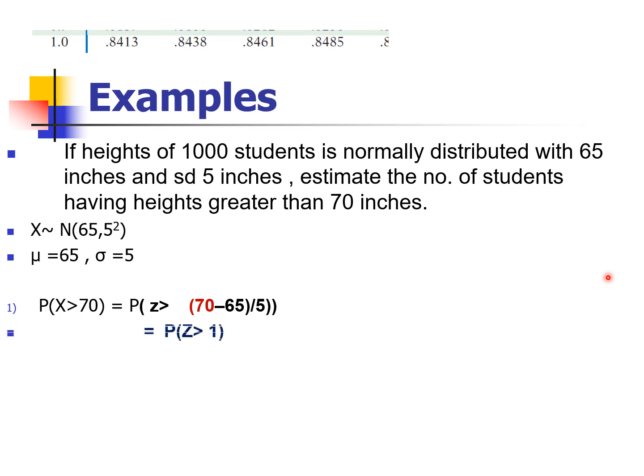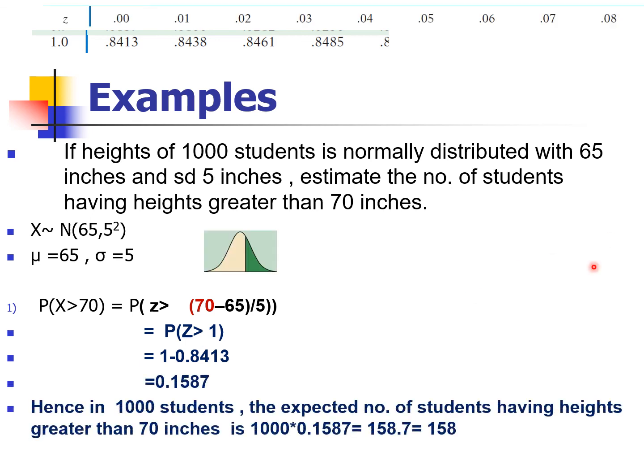So we are going to find out the Z value corresponding to it. So what we get is Z is greater than or equal to 1. So we go and see the area from the table for Z equal to 1, which is 0.841. Okay, now which part of the area do we want? Actually we are talking about Z greater than this point, isn't it? So we are talking about this green area.